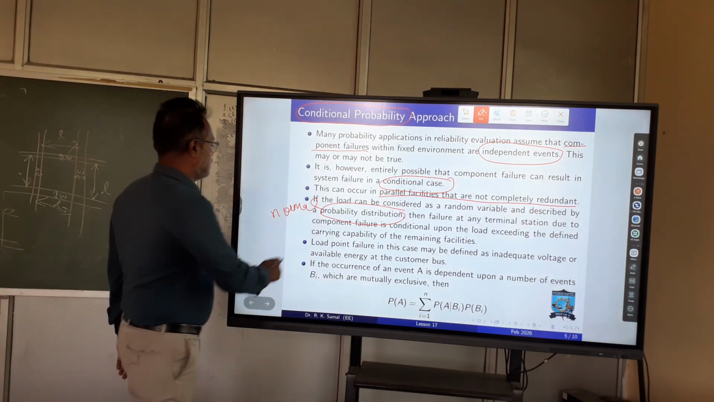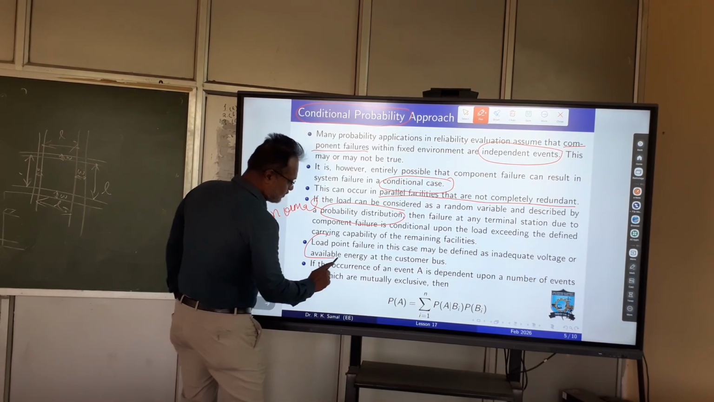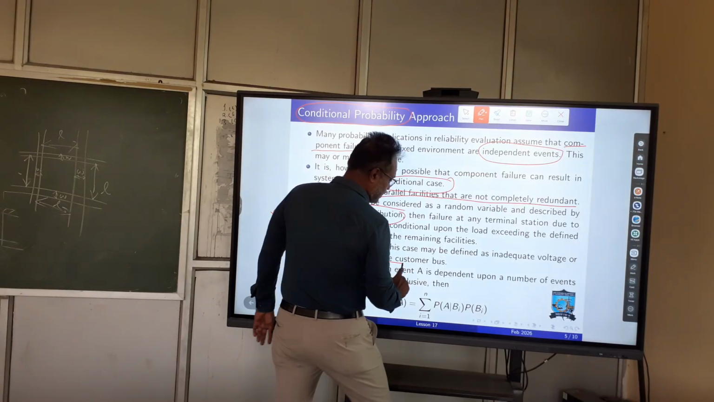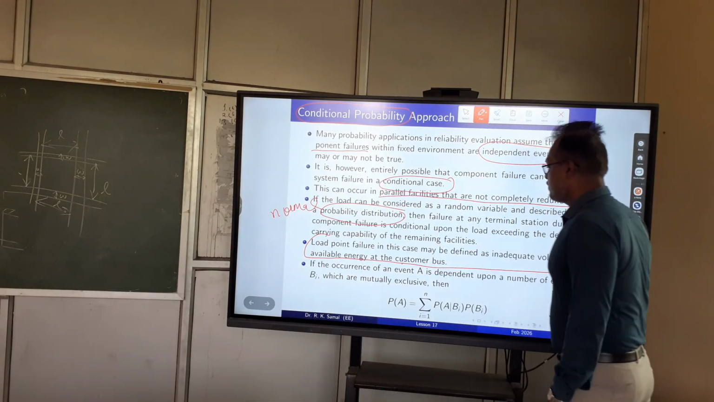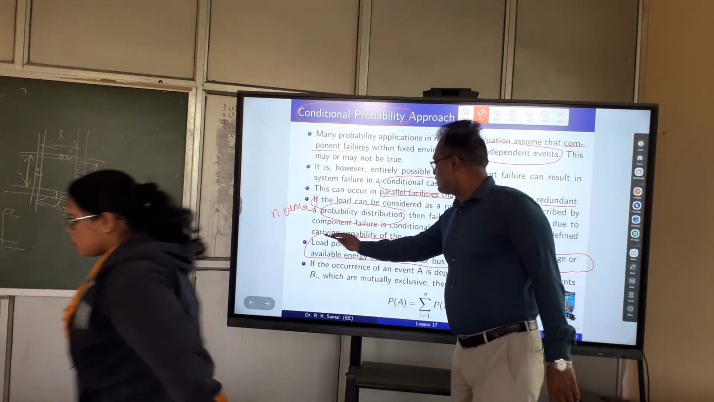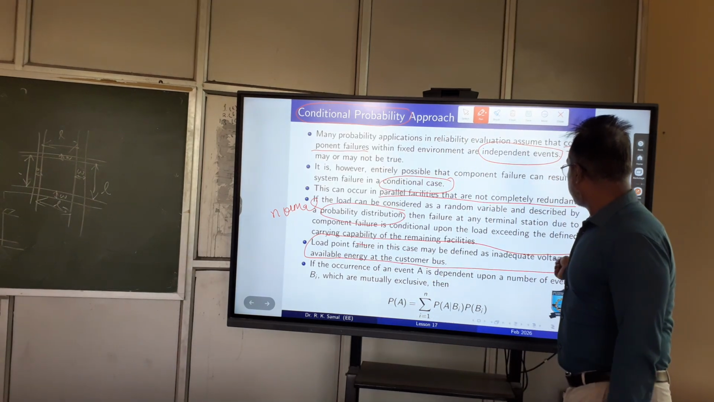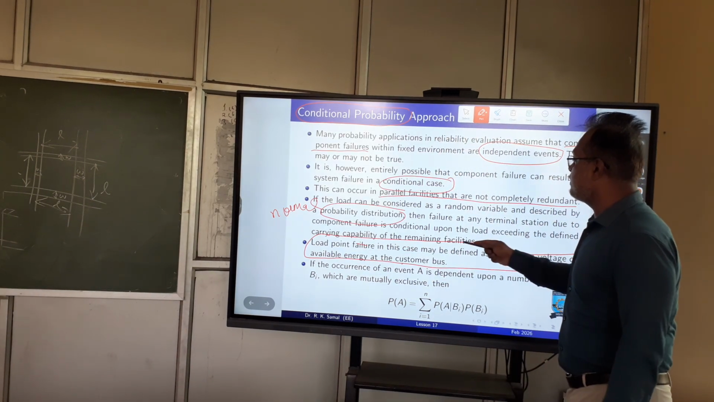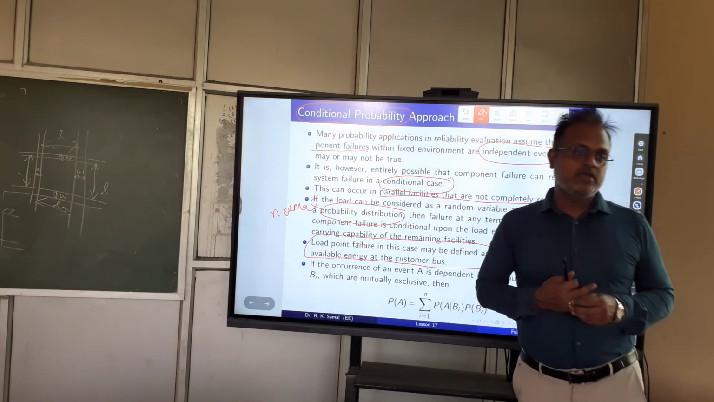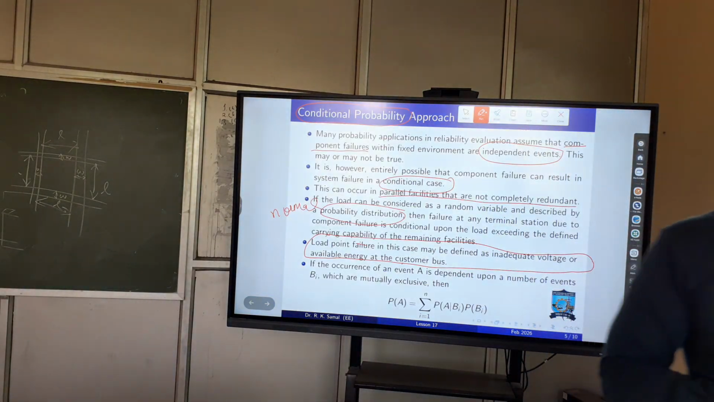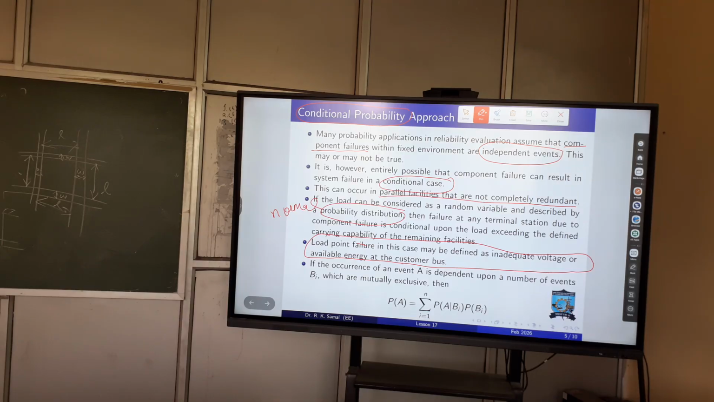Write down this. Load point failure can be considered as inadequate voltage or available energy at the customer point or customer bus.